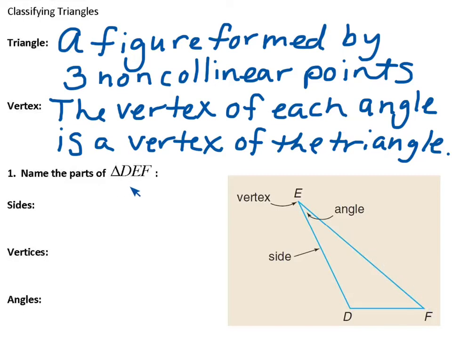Now, usually when we name a triangle, we name the triangle with the three vertices. So notice right here, triangle DEF represents the triangle having vertices D, E, F. So let's write out what all of the parts are of this triangle so that we can better understand what the parts represent. So the sides to triangle DEF will be segment DE, segment EF, and finally segment DF.